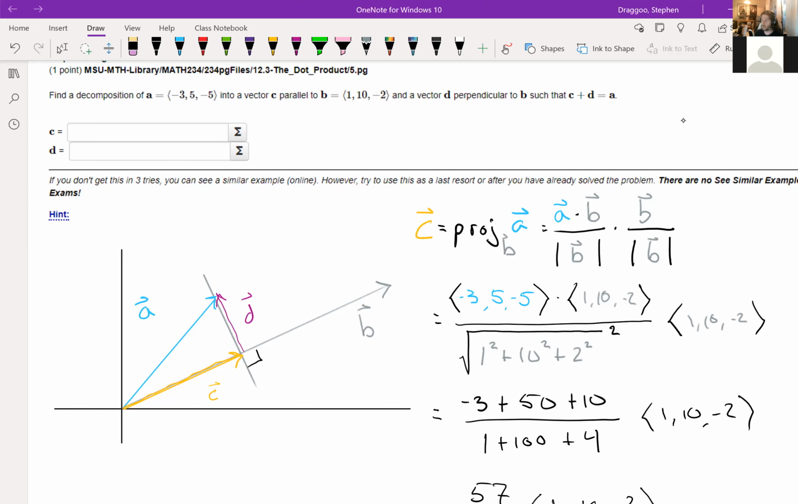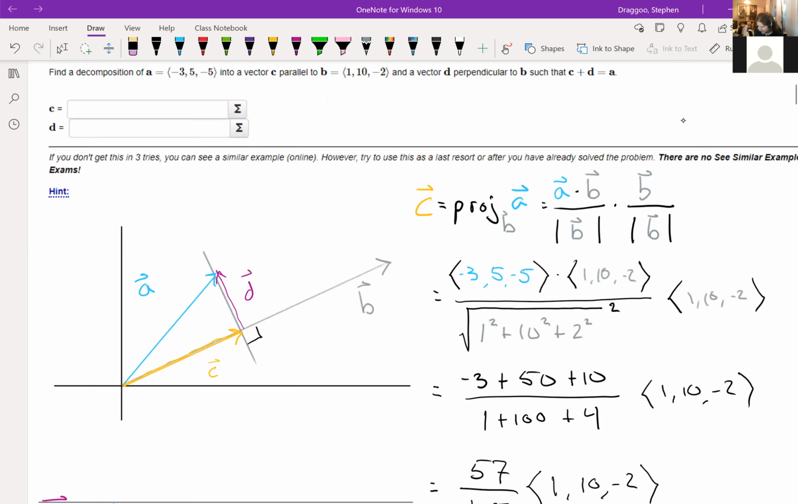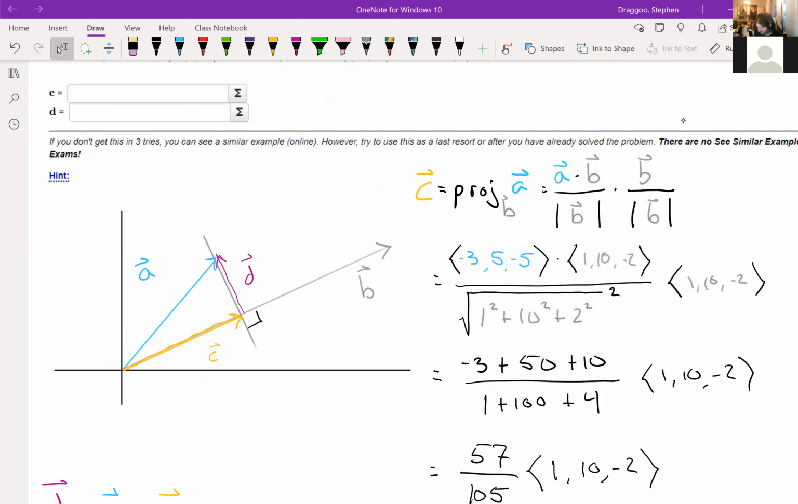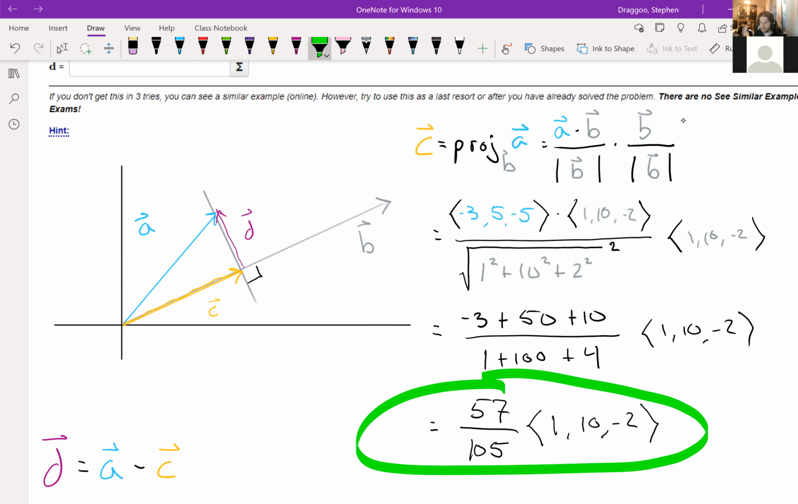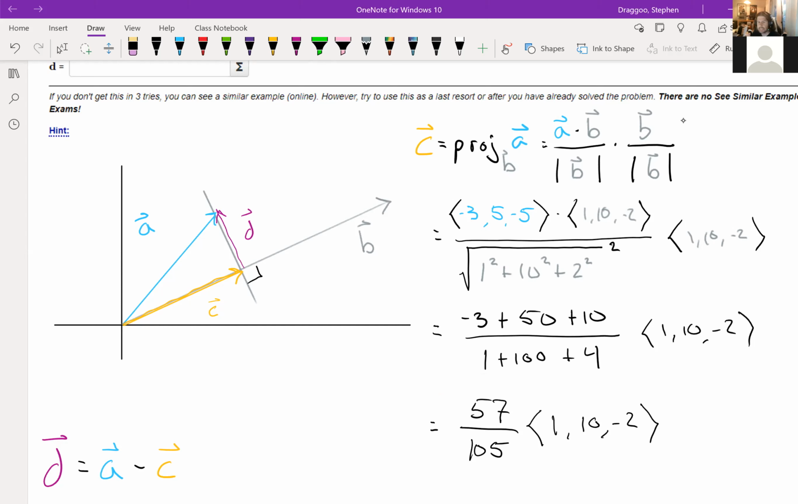I believe that's also on the formula sheet that you get for this exam. So it's not something that you need to have committed to memory, which is nice, at least not for the exam. But then, we can actually take that dot product, get ourselves a number over here, and I ended up writing that out as just some scalar multiple of B, which is this line here, 57 over 105 times the vector B that we were given in the original part of the question.